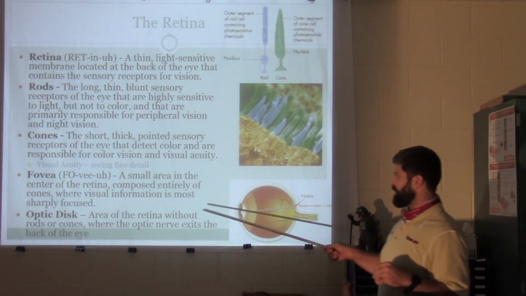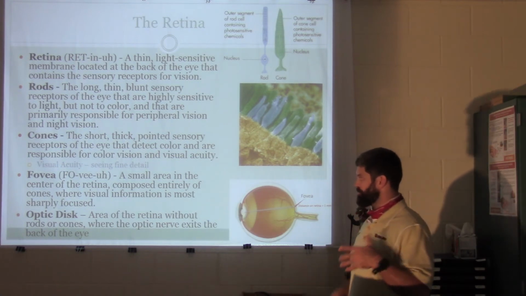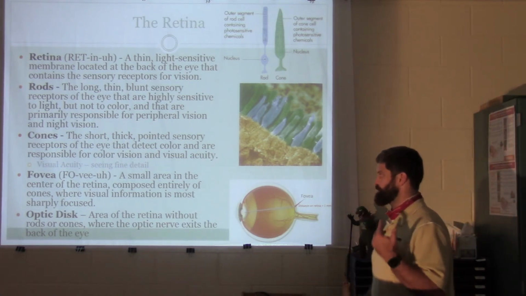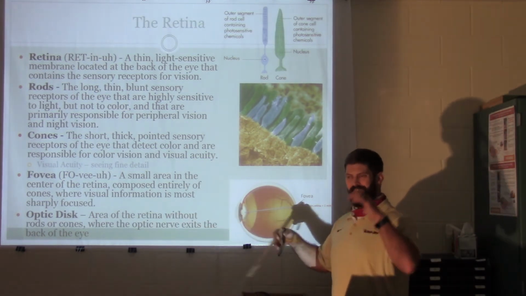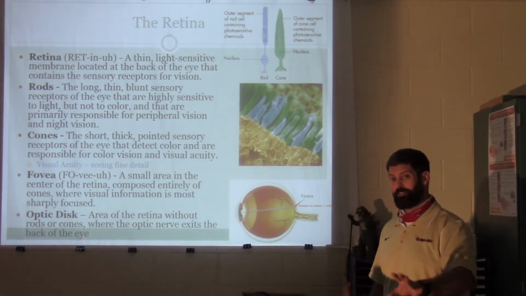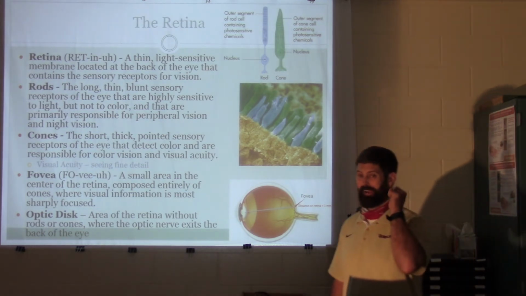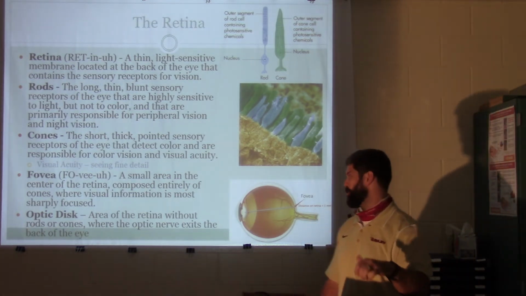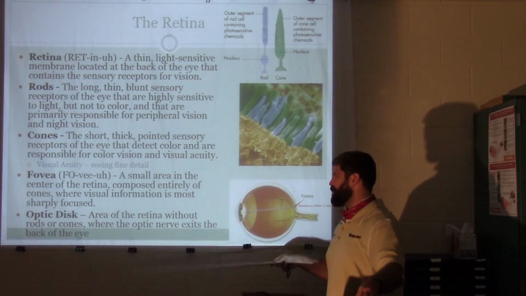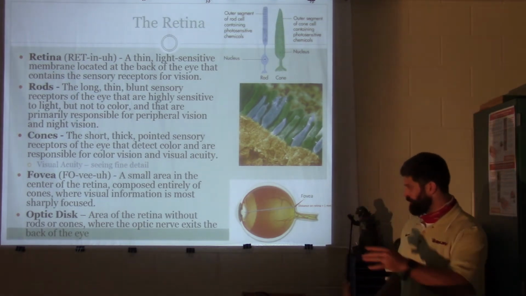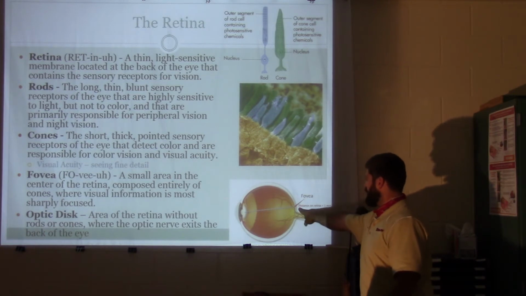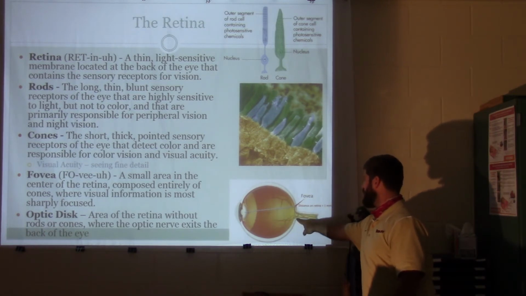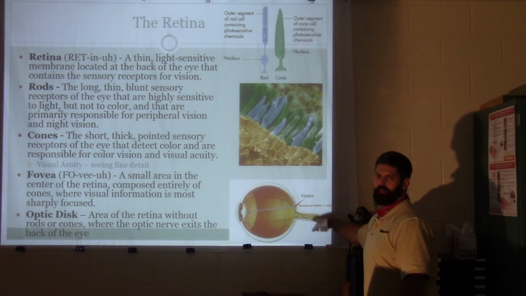So a small area in the center of the retina composed entirely of cones, where visual information is most sharply focused. And then we have the optic disc. And that's where this information from the rods and cones leaves your eye and goes back into the back of your brain to the occipital lobe. So this is the area of the retina without rods or cones where the optic nerve exits the back of the eye. Right here. Okay? Here's the fovea. All right? And here is the optic disc.